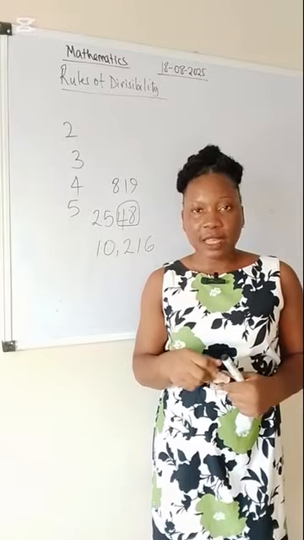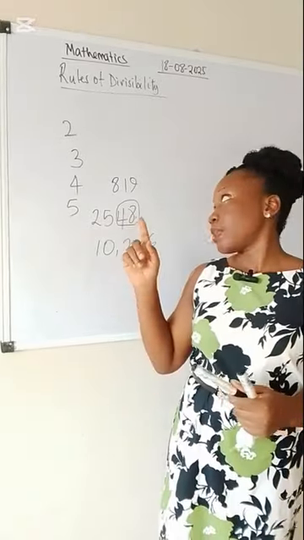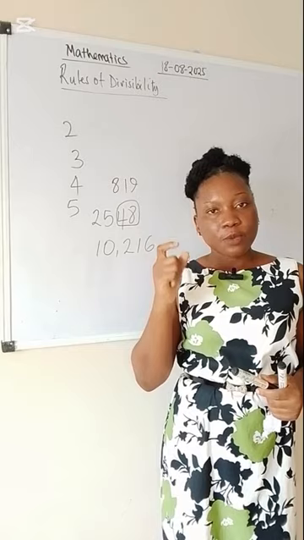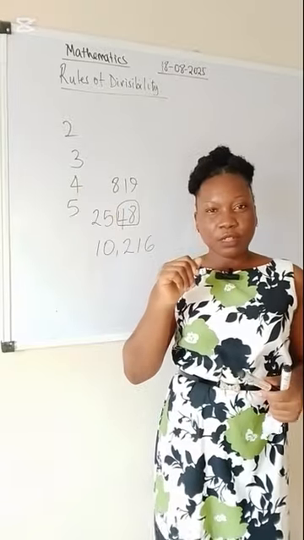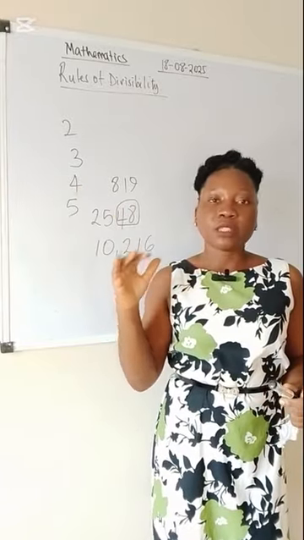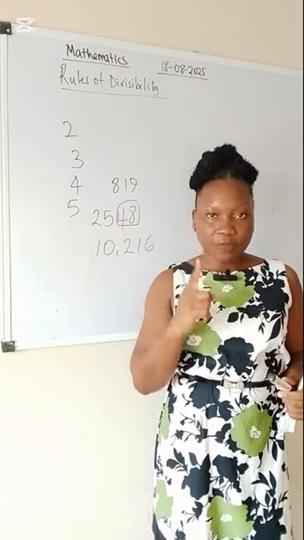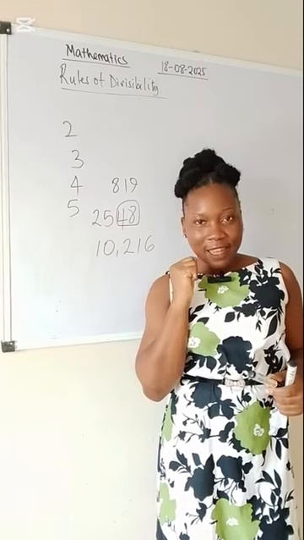Now the rule for 9 is quite simple. 9 is similar to 3. A number is divisible by 9 if the sum of its digits is a multiple of 9, similar to 3. So if you have a number, add up all the digits, and if the answer is a multiple of 9, then you know that 9 can divide the number.